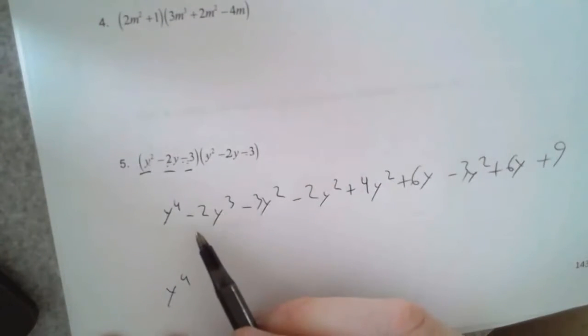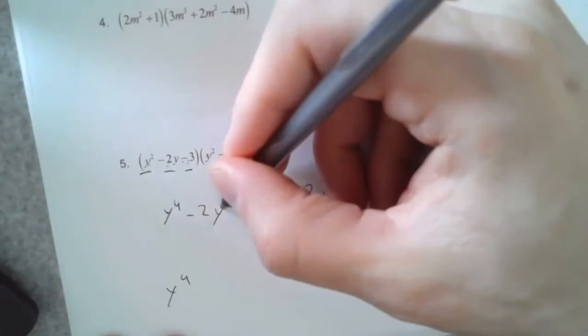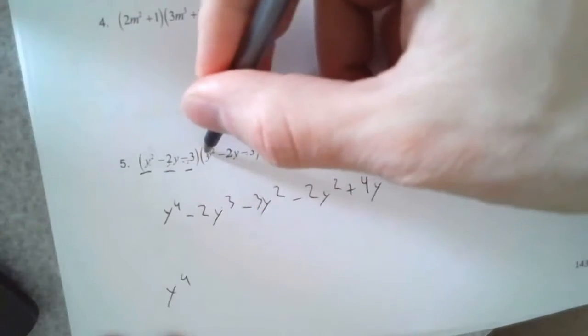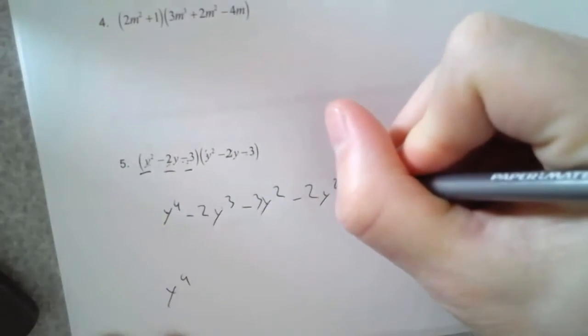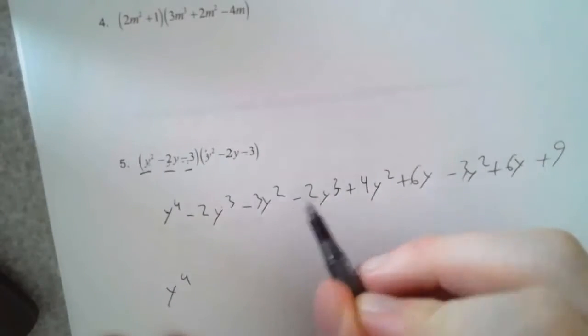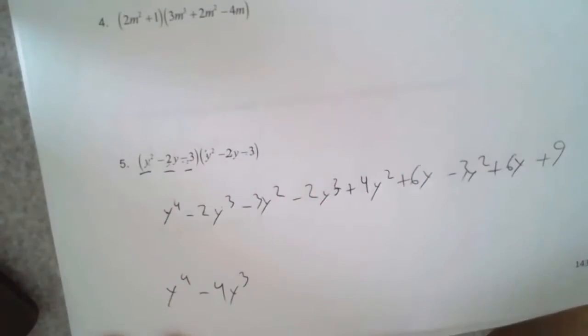If I look at cubes, I should have more of these. I think I made a small error somewhere, because I should have y squared times minus 2y, which would be minus 2y cubed. And then I should also have minus 2y times y squared. This should be cubed right here. So I have minus 2y cubed right there.